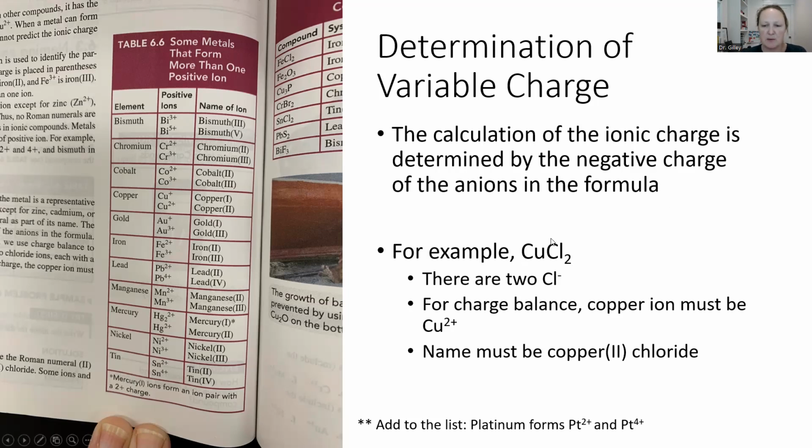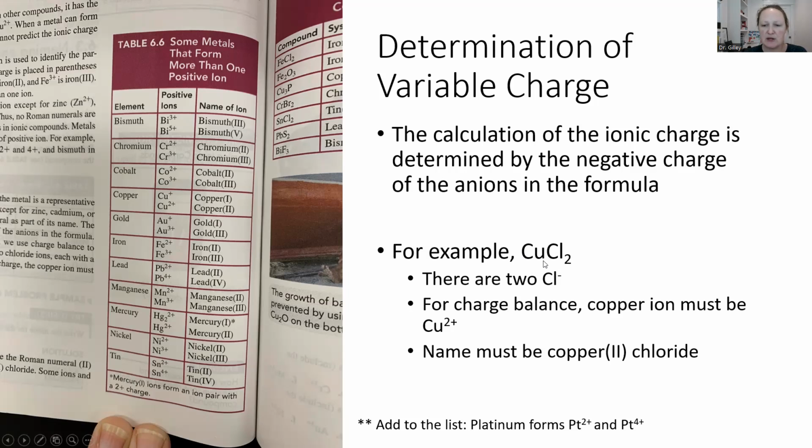CuCl2, right, we know that we have an anion here, which is chloride. Chloride is Cl-, and there are 2 of them, which means that there is an overall -2 charge because there's 2 Cl-. So for charge balance, this must be Cu2+, because a 2+ charge is needed to balance out the overall 2- charge on the anions.